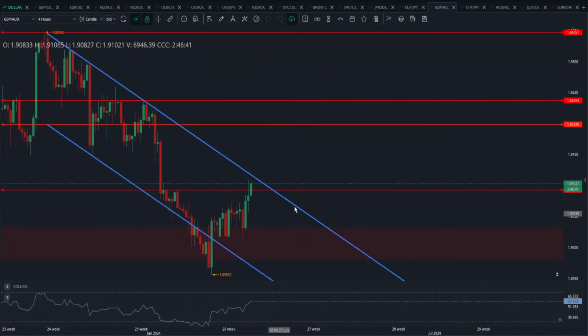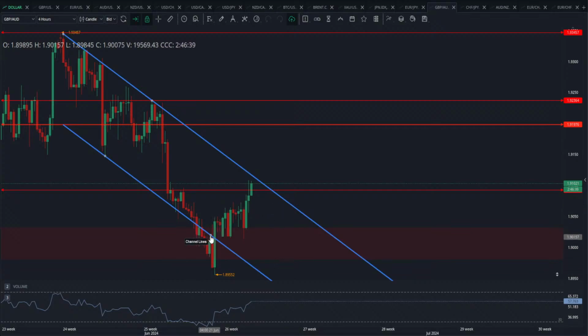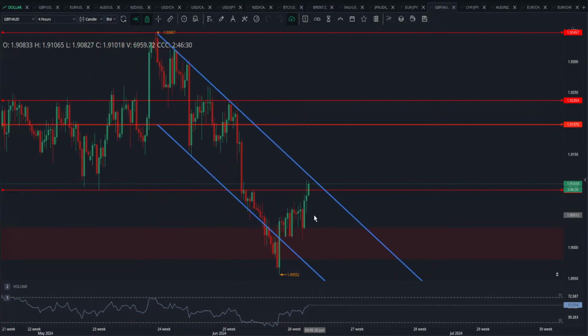GBP AUD, a very clean breakout on the 4 hour, thereafter a pullback, and a little bit more buying clears the buy stops. Sorry, clears the buy stops, yes.